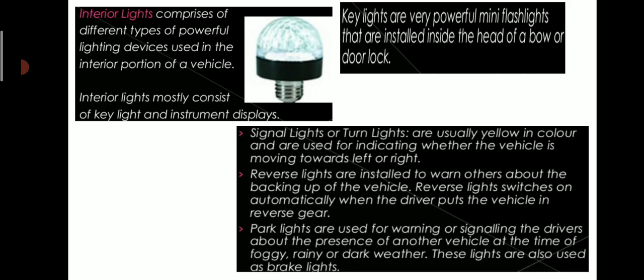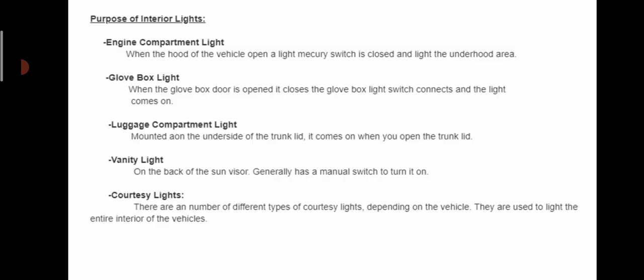Signal lights or turn lights are usually yellow in color and are used for indicating whether the vehicle is moving towards left or right. Reverse lights are installed to warn about the backing up of the vehicle. Park lights are used for warning or signaling the drivers about the presence of another vehicle at the time of foggy, rainy and dark weather.